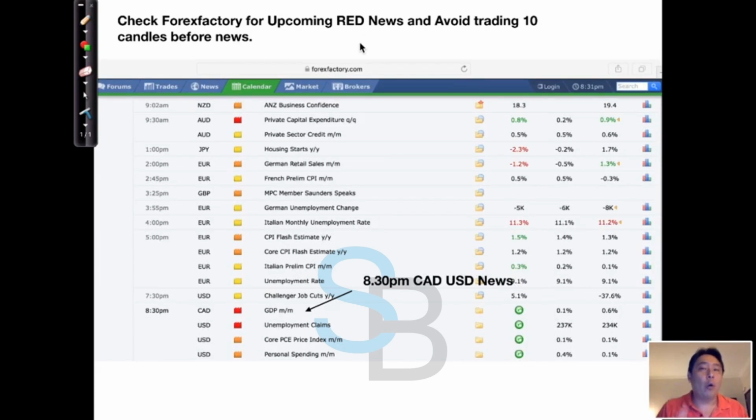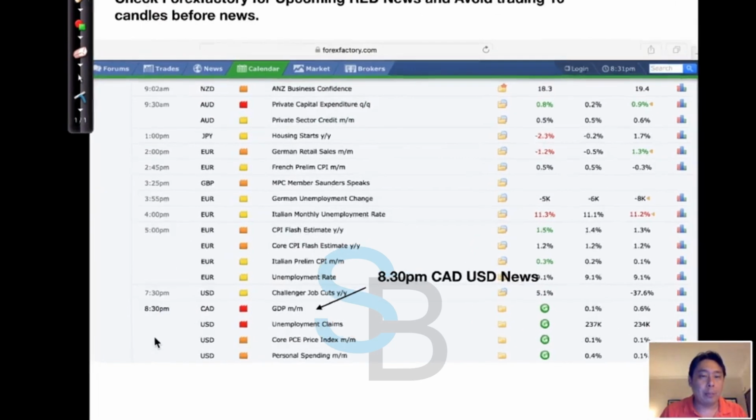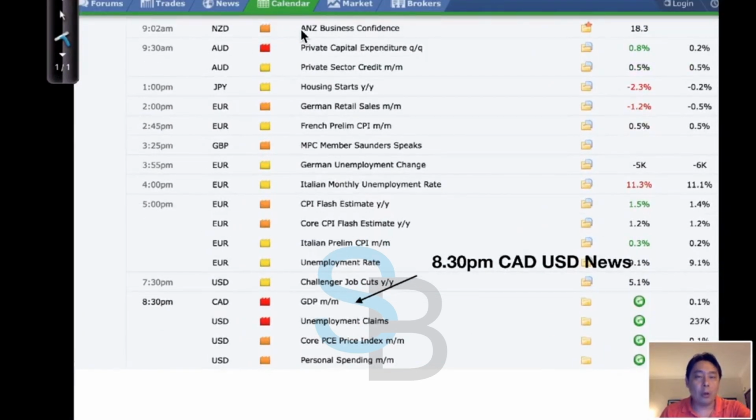Next thing which I mentioned as well is before trading for the day, at the beginning of the day, always check Forex Factory. If you go to forexfactory.com, look at their calendar of news. For example, on this particular day, you can see these are all the news being announced and how it will affect the different pairs of currencies. All you gotta know is red, yellow, orange.